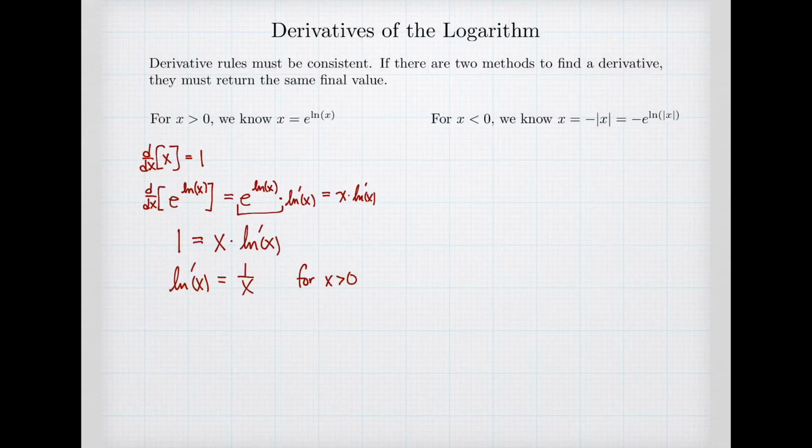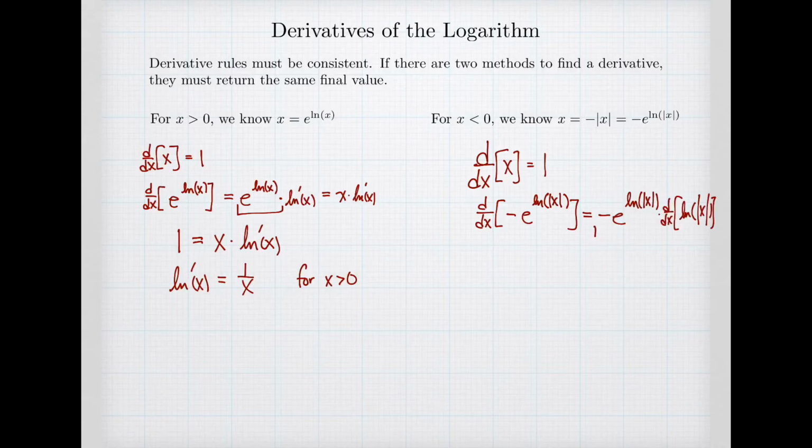But I can talk about what happens if I take the logarithm of an absolute value. So what I want to do is go back and think about if x is negative, I could think about x as being the opposite of its absolute value. So I can rewrite x as the negative exponential of the logarithm of the absolute value of x. Now we can do the same thing. If I take the derivative of x, I get 1. And if I take the derivative of the new formula, then I get an exponential: negative e to the same u times the derivative of the u.